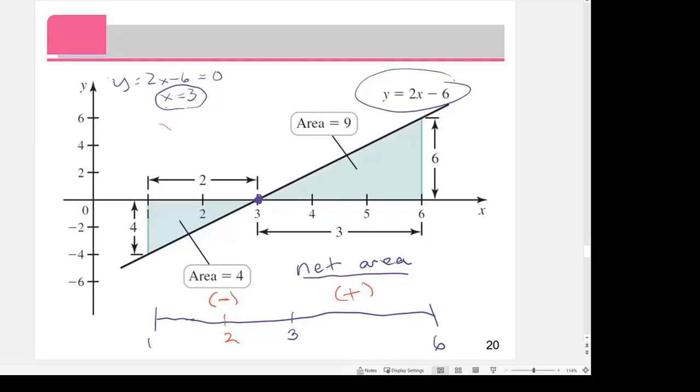So that really helped me if I didn't have a picture. I can now easily draw this picture and easily figure out my areas. The area of this is 4. They're both triangles. And the area of this is 9, one half base times height. My net area is equal to 9 minus 4, which equals 5. That's my net area. If I was asked for my total area, it would be 9 plus 4, or 13. But my net area, which is what you get when you integrate, is net.